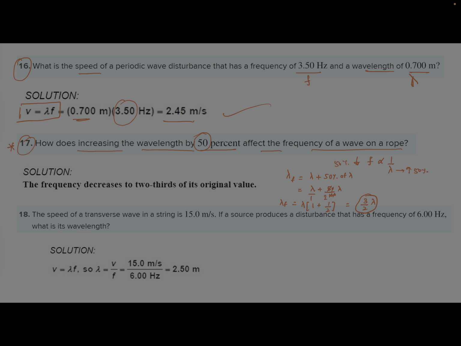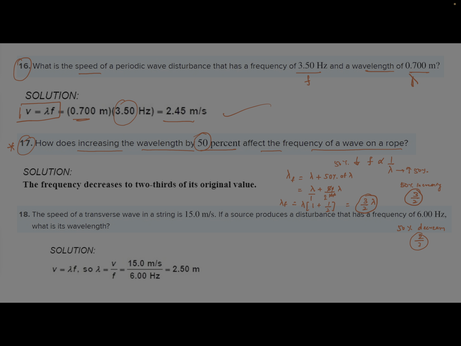Or you can just memorize: if you are increasing anything by 50%, it will become 3 by 2, okay? And when you are reducing, it will become 2 by 3, okay? So this is the trick. You can say 50% increasing, it will be 3 by 2. If 50% decreasing, it will become 2 by 3, okay?